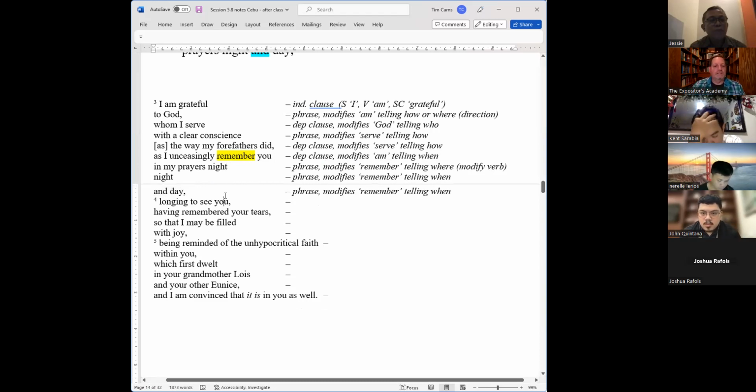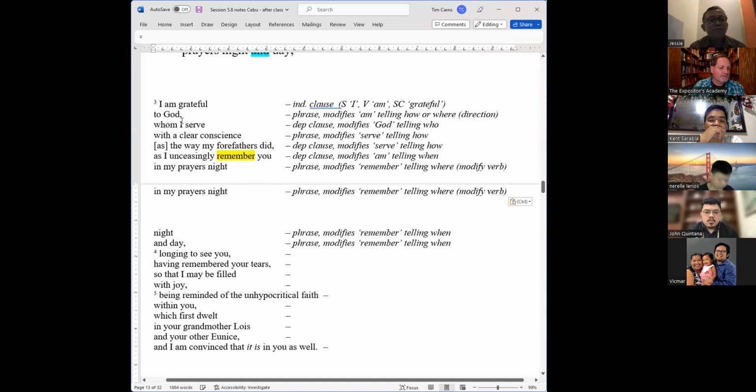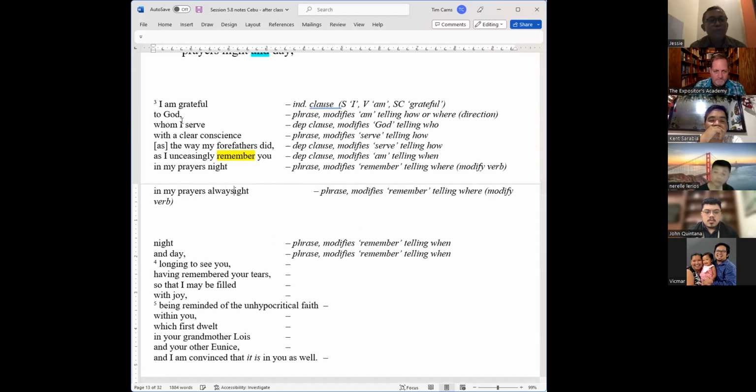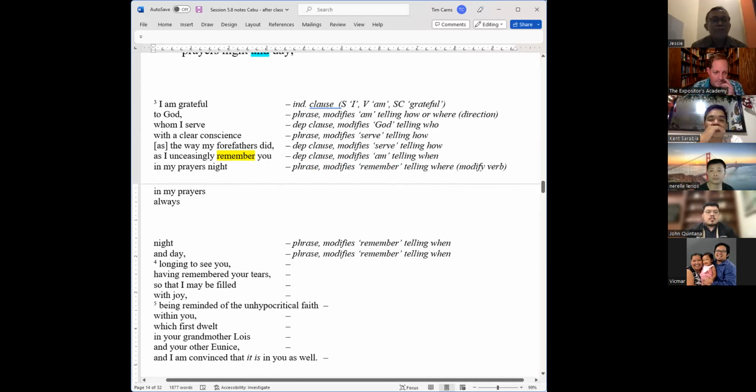Or he could have said this. What if he had said, in my prayers, always? What is always doing here? When, yeah, when. Same thing. So I would put this on a separate line, modifying remember. When I remember, always. Where do I remember? In my prayers. Or in my prayers, frequently.